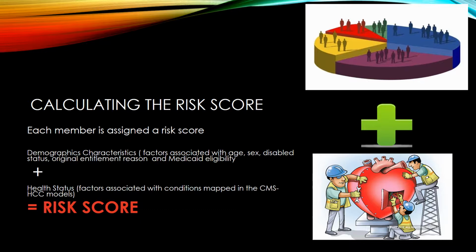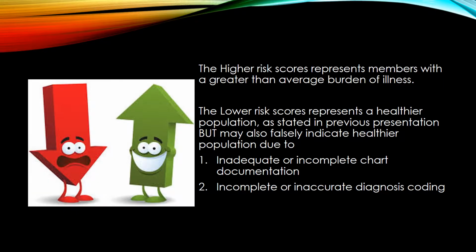Calculating the risk score. Each member is assigned a risk score. And the way they make up the risk score is basically based off the demographics, characteristics, plus the health status. And that is what equals the risk score. The higher risk score represents members with a greater than average burden of illness. The lower risk scores represent a healthier population.